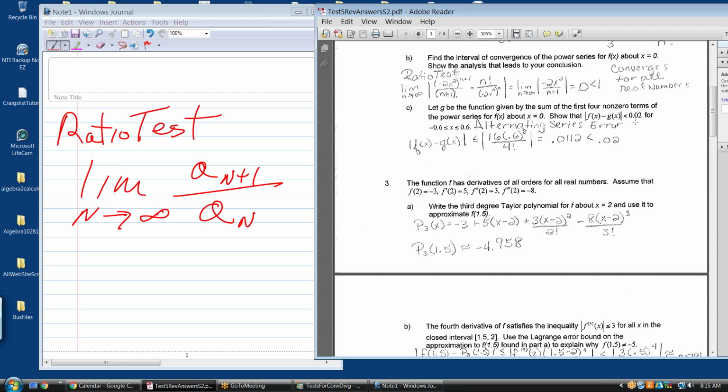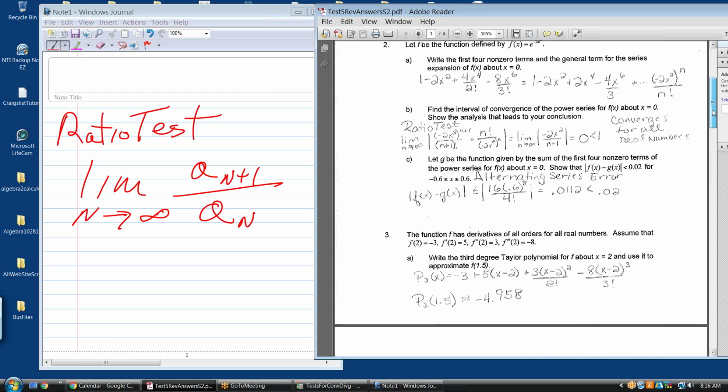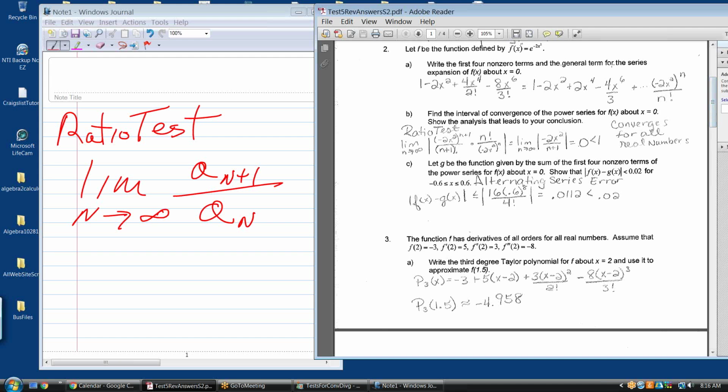And if we can show that that's less than 0.02 on that interval, that error is that, which is, she says, alternating series error here. Because we're still talking about the same function. In other words, we're talking about this function. Here's the first 4 nonzero terms.